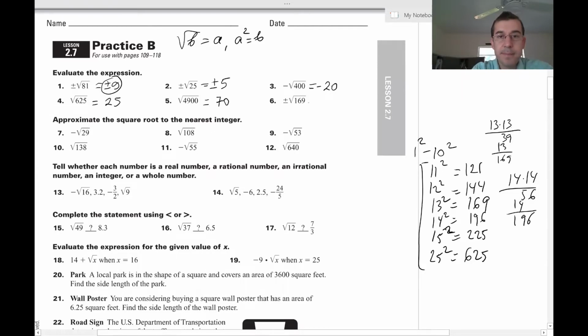And then number 6, I have plus minus square root of 169. We said it's 13, so 13.